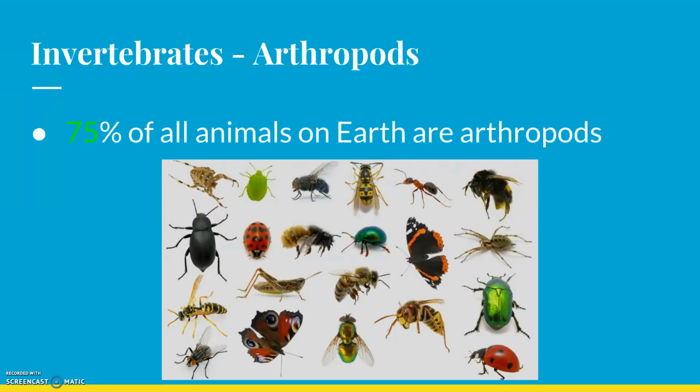75% of all animals on Earth are arthropods. So there are 1.6 million animals. 75% of those animals are going to be bugs or crabs. So that's kind of gross if you're not into bugs, which I'm not.